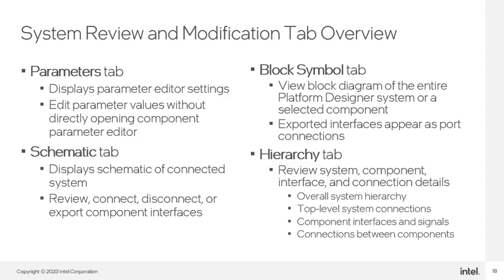We've already mentioned the Parameters tab. On the Parameters tab, you can review and edit the parameter values and options selected when a component was added to the system, just like in the Components Parameter Editor. Just select a component in any of the other tabs and go to the Parameters tab. If you need to modify any parameters, you can do it directly in the Parameters tab without reopening the parameter editor.